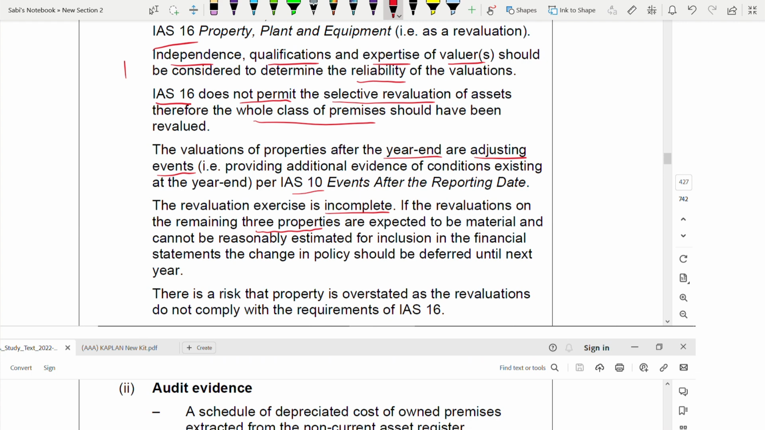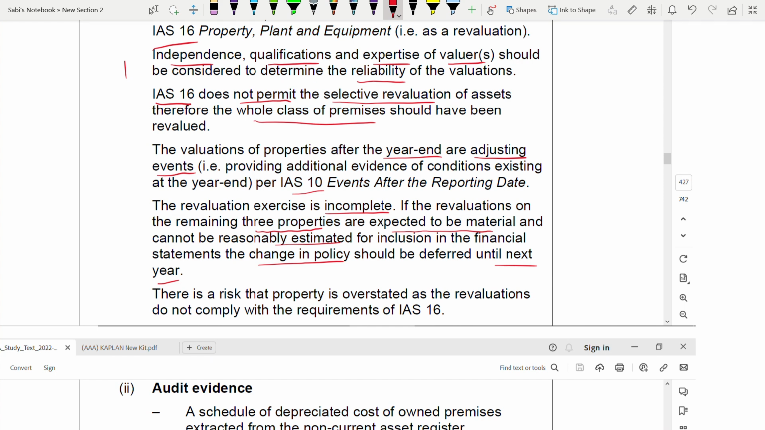Okay, so for these 3 properties, what will you suggest? If they are expected to be material, we still don't know, but you cannot measure them reasonably. You cannot put an estimate for those to include in the financial statement. Then you have to change this policy next year. That means this year keep it in the cost model. Next year only you have to change this policy, not only for 3 assets, the entire class.